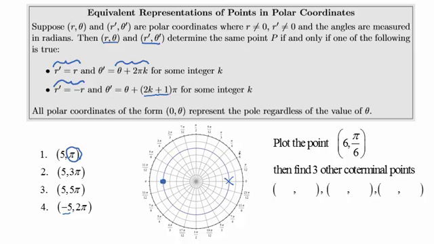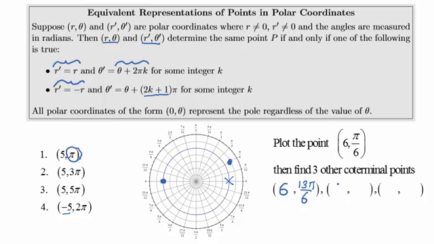Let's try another one. Let's plot the point (6, π/6). Now (6, π/6) would be a rotation of π/6, a radius of 6, we'd put it right here. To find an equivalent representation of this, we could add 2π to this rotation, and we would get the ordered pair (6, 13π/6).